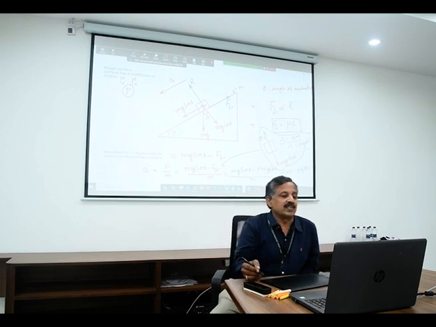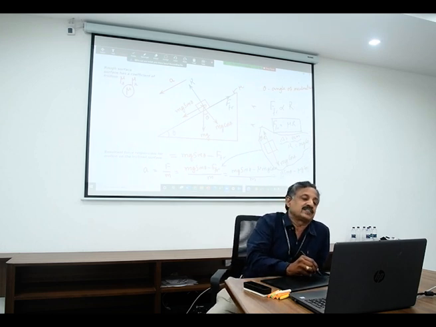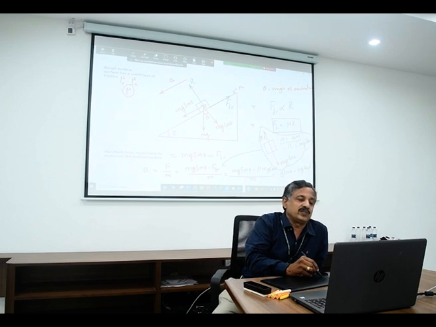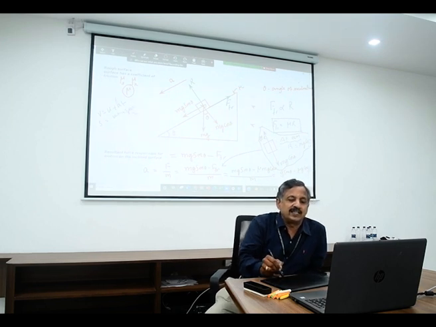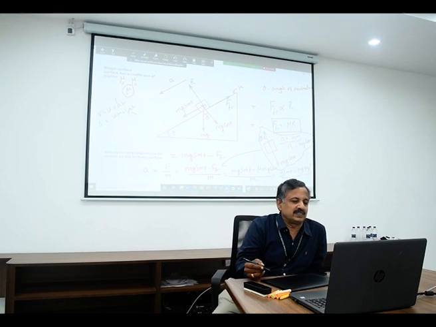Now this is the acceleration. And you can use this acceleration in all your equations, like v is equal to u plus at, s is equal to ut plus half at square. In all these equations, what you want to find is a, and that a is nothing but g sin theta minus mu g cos theta. We will see one or two applications.